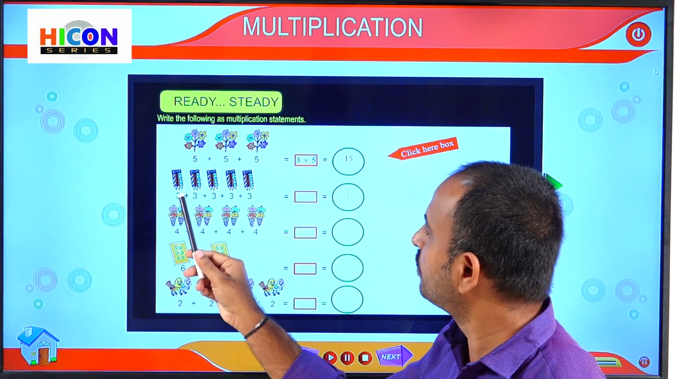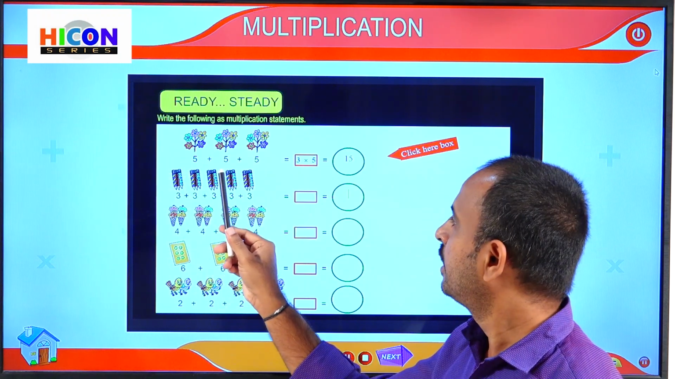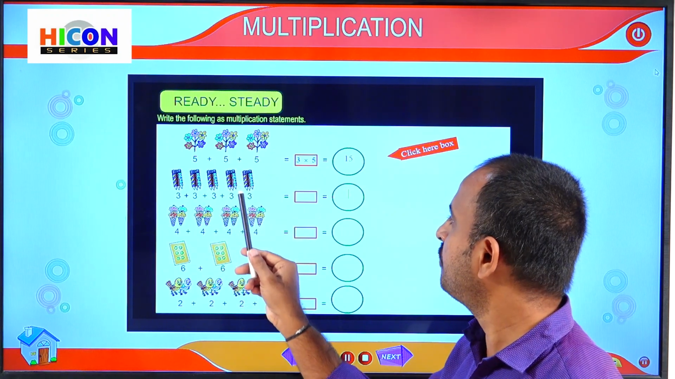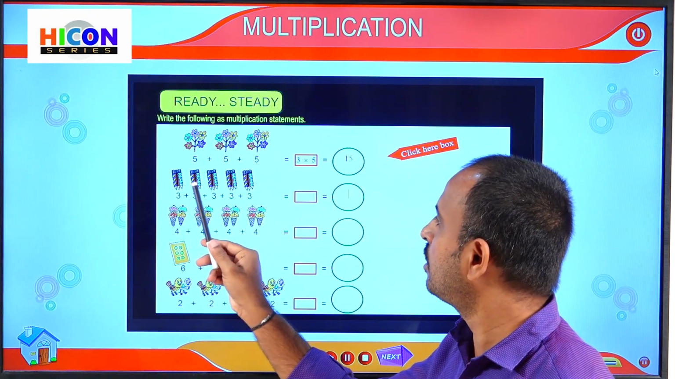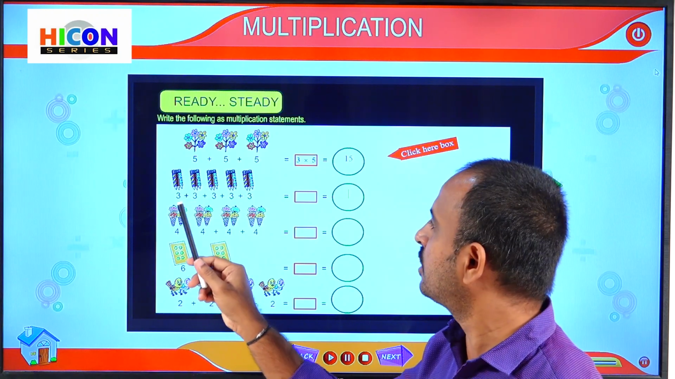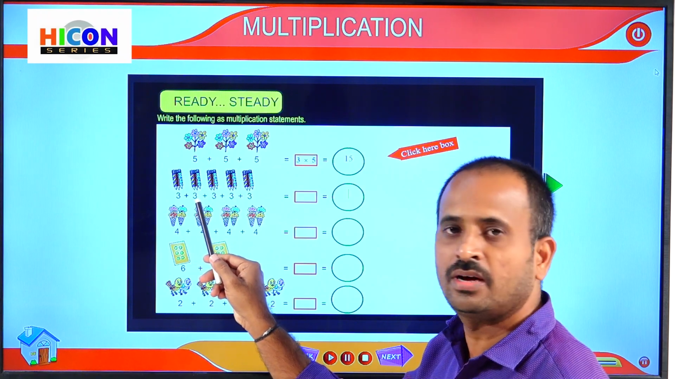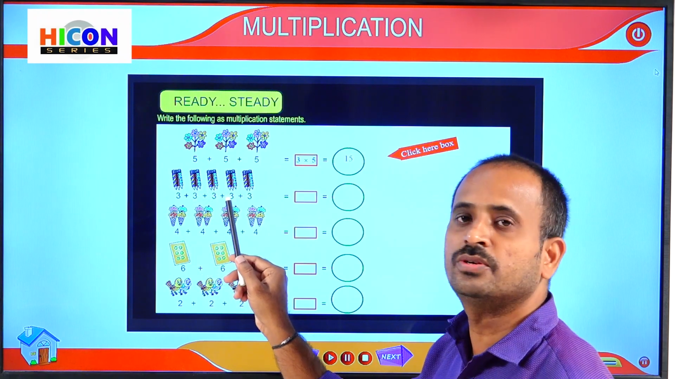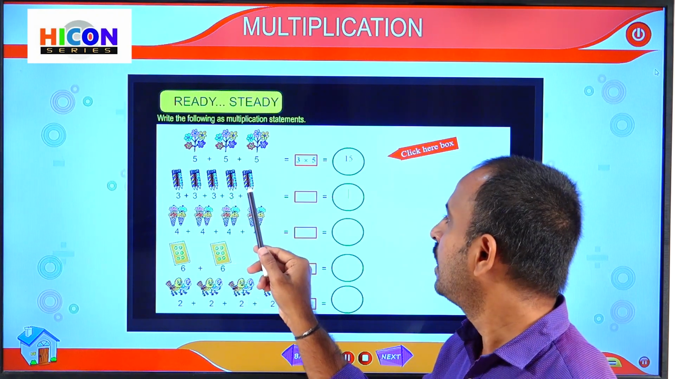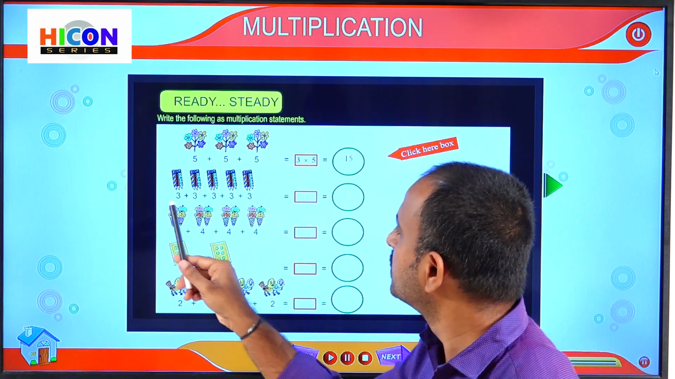So how many groups are there? This is the first group, and this is the second group, and this is the third group, this is the fourth group, and this is the fifth group. So total there are 5 groups of pencils. And in each group, how many pencils are there? In each group there are 3 pencils. In the second group also there are 3 pencils. In the third group also there are 3 pencils. In the fourth group also, 3 pencils. And the fifth group also has 3 pencils. So total, how many pencils does it become?